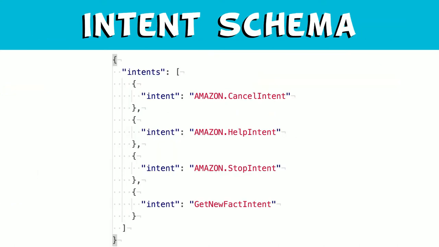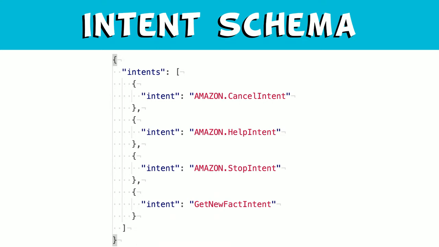So here's the intent schema again. It's pretty similar. I didn't even bother changing the one from the blueprint that was GetNewFact. I started this particular skill with one of the blueprints called space facts and just replaced interesting space facts with bad fish jokes.